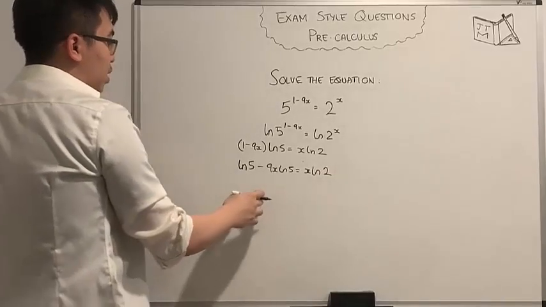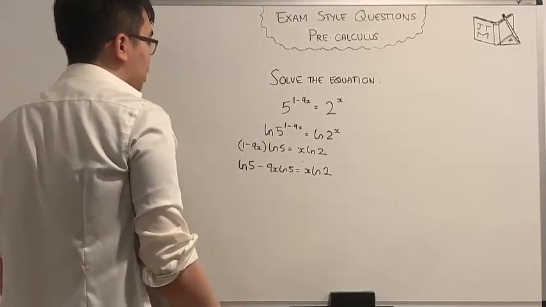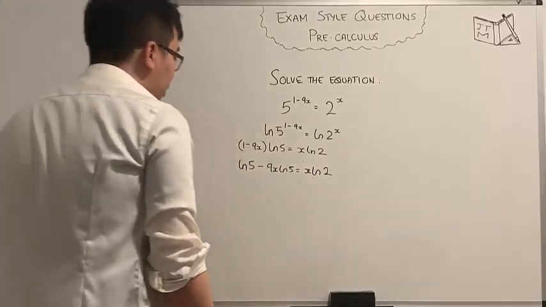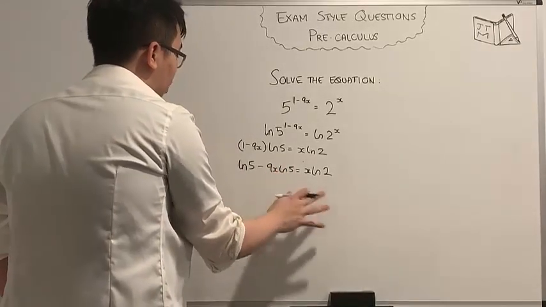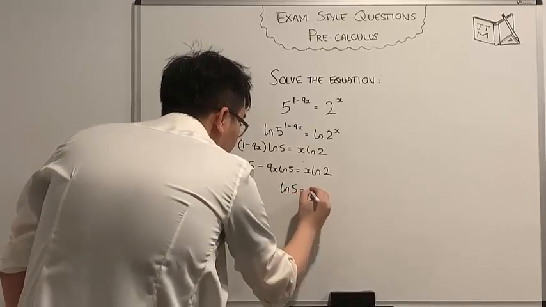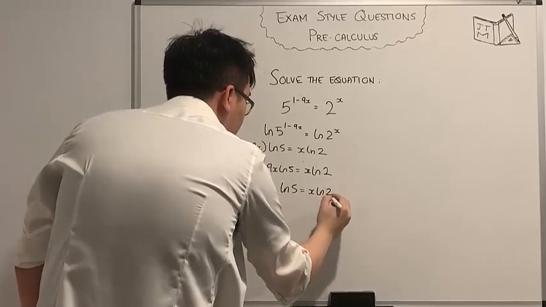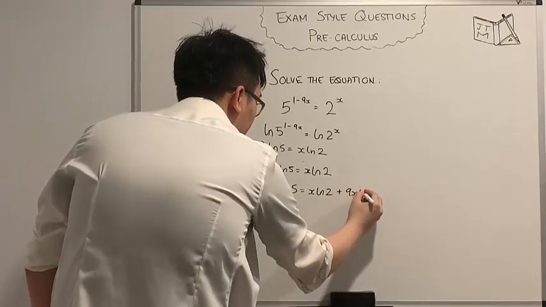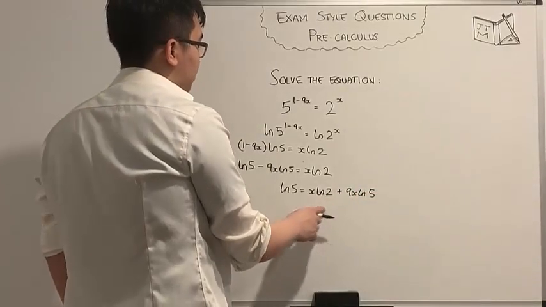Now next I want the ln terms with the x in their factors to be on one side so that we can try to factor an x out of each of them later. So therefore I'm going to move the minus 9x ln 5 to the right side. And now we've got ln 5 equals x ln 2 plus 9x ln 5.